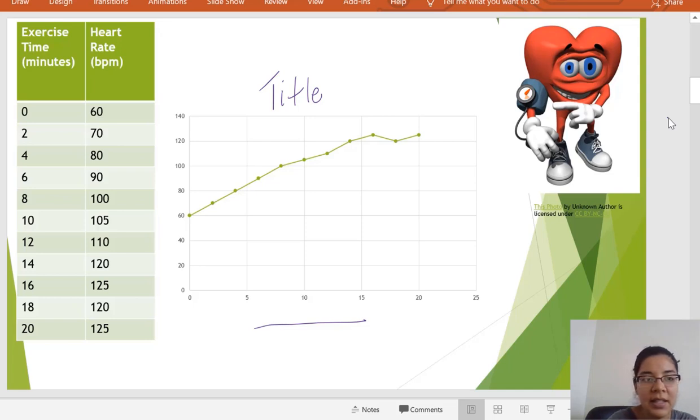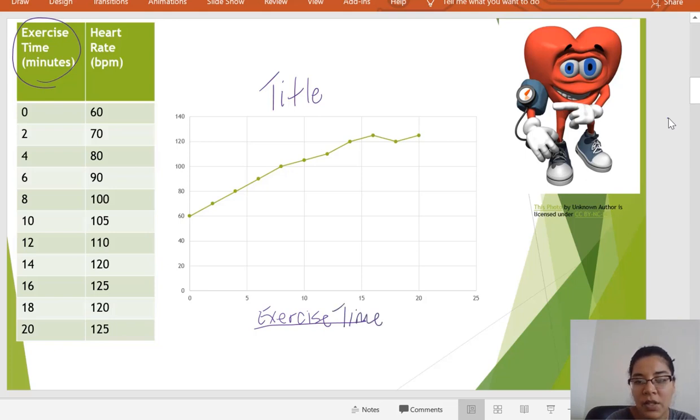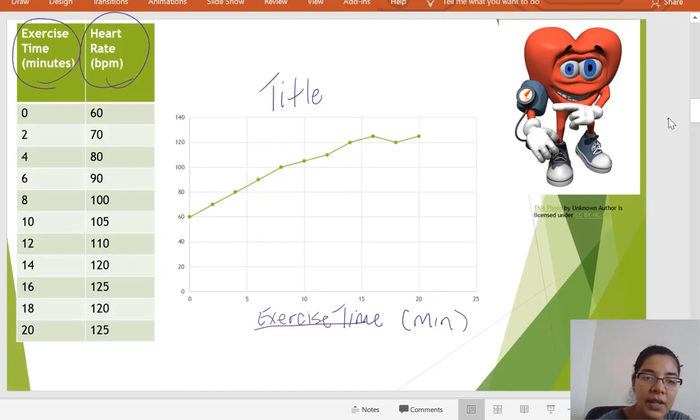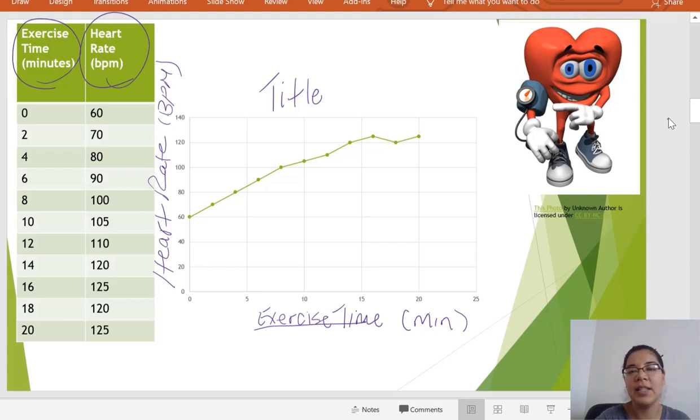So my x-axis is what I manipulate, my manipulated variable, my independent variable. So my x-axis is labeled exercise time, and the units are in minutes. And then I need to make sure that the y-axis, the dependent variable, is labeled. I give myself enough room here. So we have heart rate, and then we also include the units, beats per minute. So now that's the title. Of course, don't title it "title", give it a title.